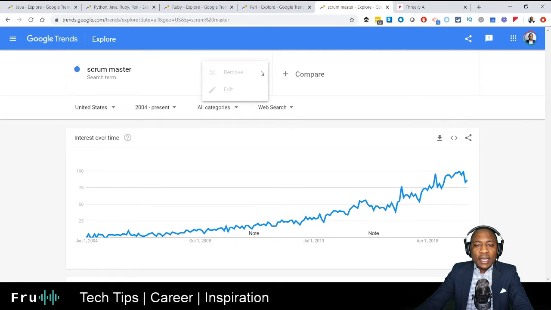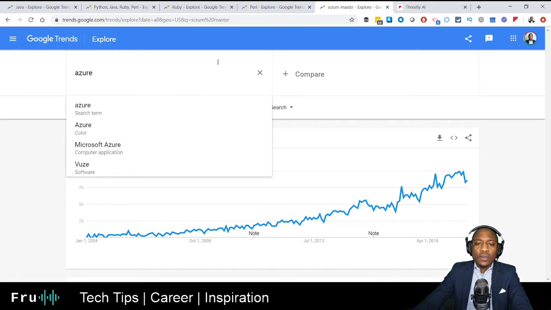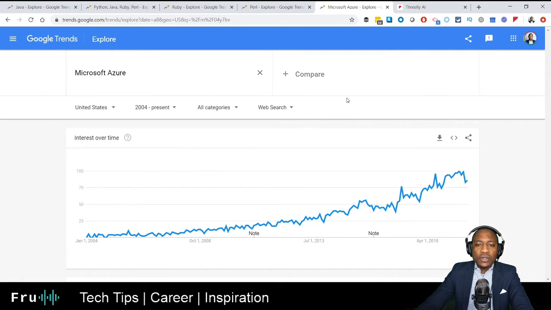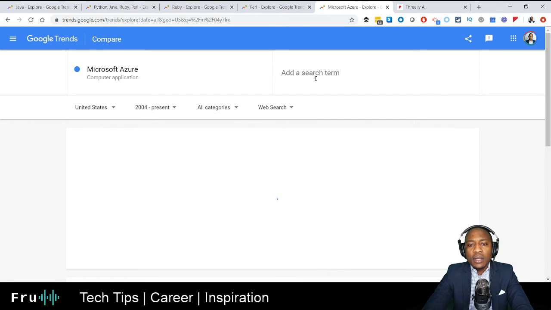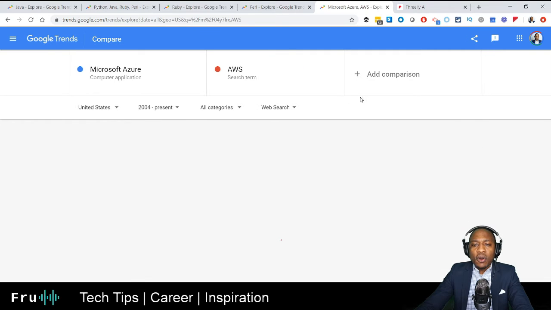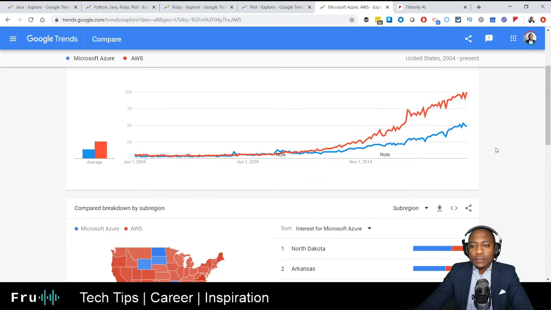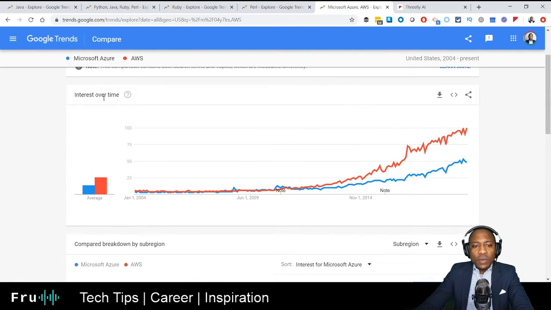This is another one that you can take. Let me do one here of Azure, Microsoft Azure, and then I'll do AWS, because people always ask about this. People always ask, should I go Azure or AWS? Let's just see. Based on what we see here, the red is AWS, the blue is Microsoft Azure. So clearly, the dominant organization here is AWS.